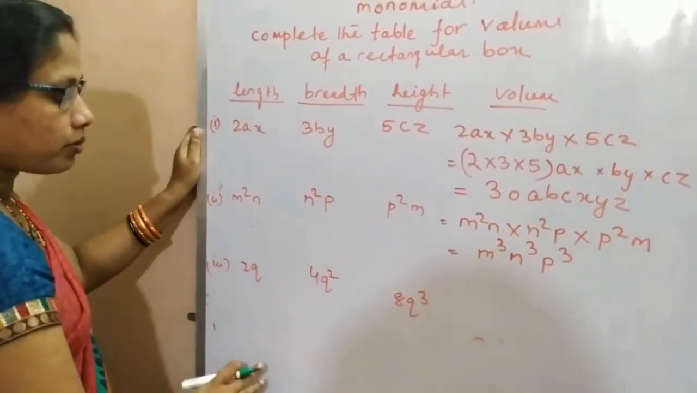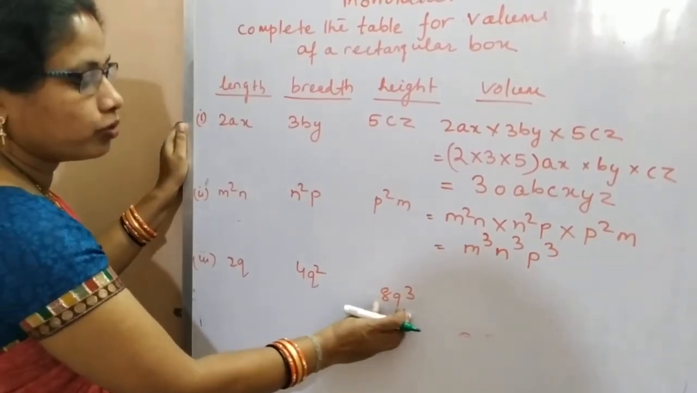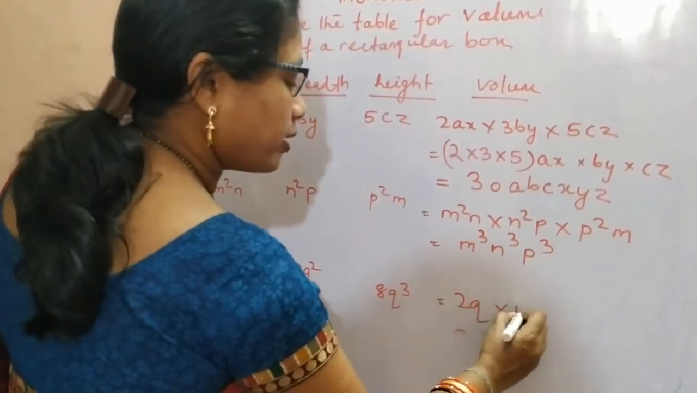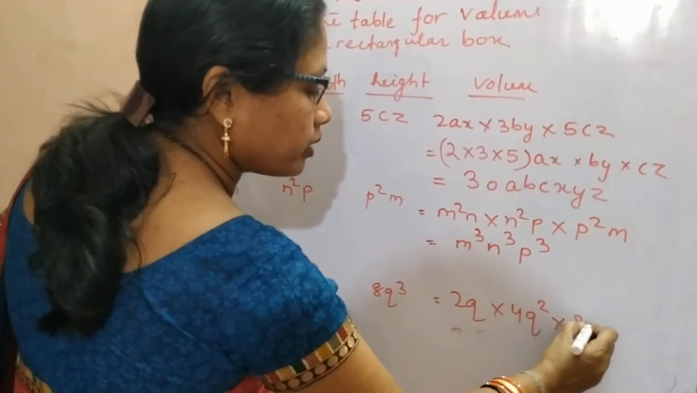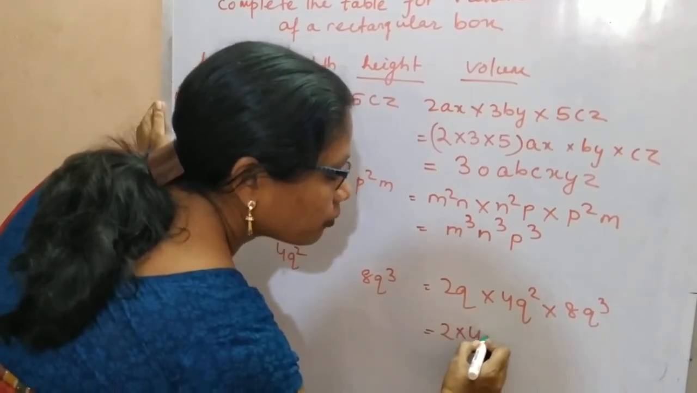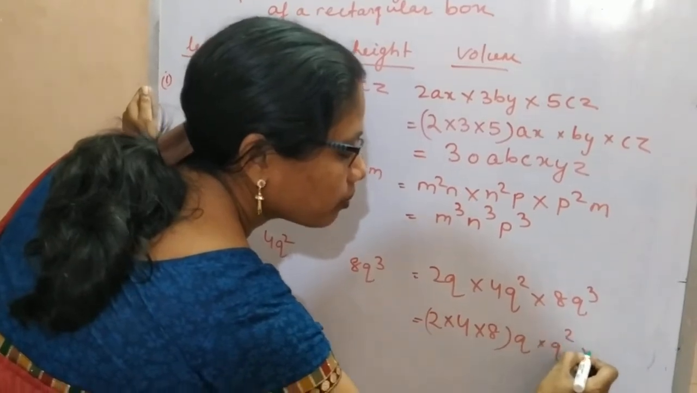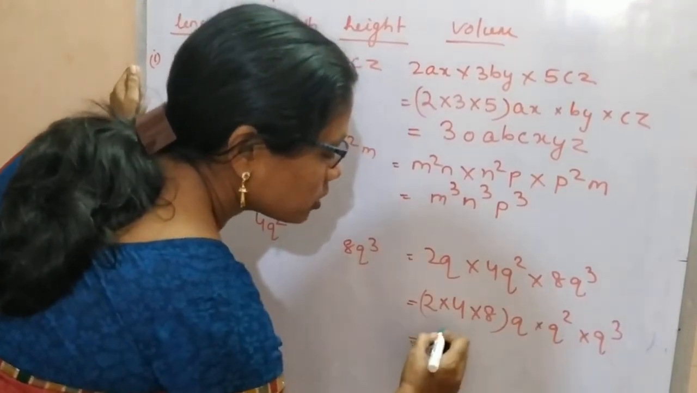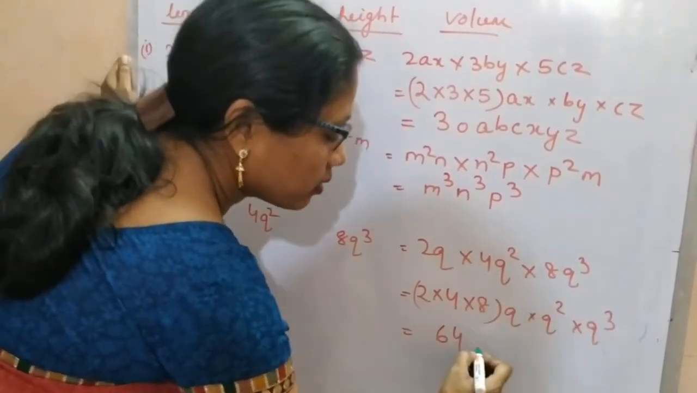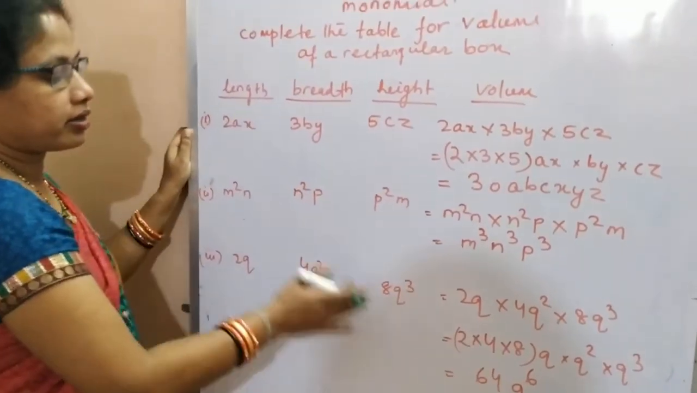Then in the third rectangular box, the length, breadth and height are 2q, 4q square and 8q cube. So we have to find the volume. So this is equal to 2q multiplied with 4q square multiplied with 8q cube. So this is equal to 2 multiplied with 4 multiplied with 8, q multiplied with q square multiplied with q cube. So this is equal to 64. Then q, all the powers should be added. So that is q to the power 6. So this is the volume of the third rectangular box.